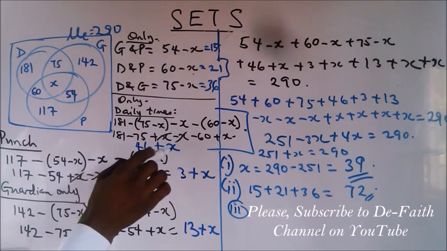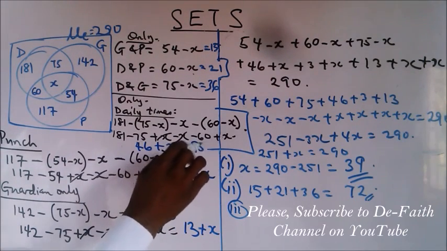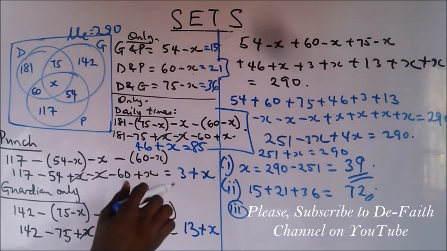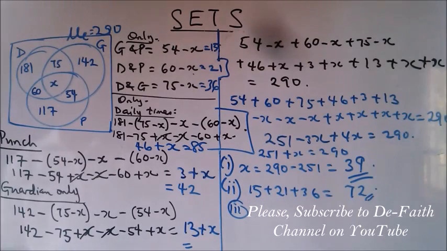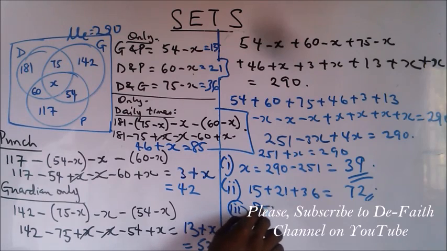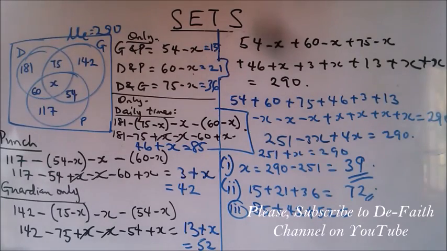Here we have 46 plus x, and our x here is 39. So 46 plus 39, that produces 85 readers. And then 3 plus 39, that produces 42 readers. 13 plus 39, that produces 52. So for those that read exactly 1 of the papers, we have 85 plus 42 plus 52. And when we add these 3 together, we end up having 179. And so 179 is the answer for those that read exactly 1 of the papers.